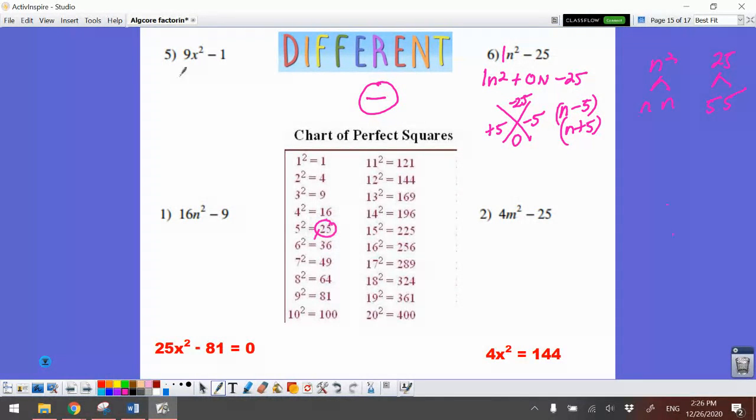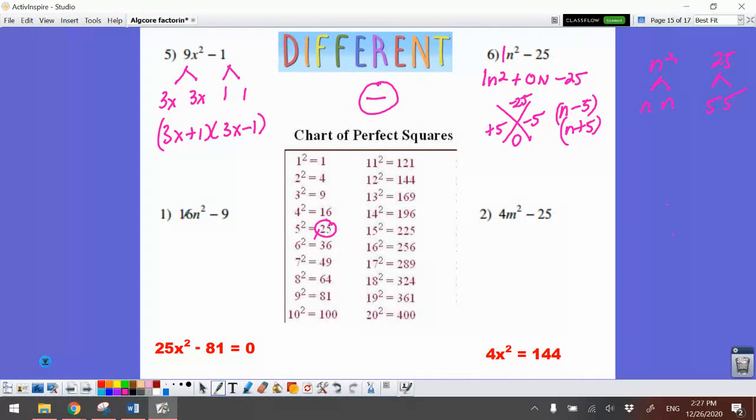So let's think about what is the base, or what is the root, of 9x squared? Well, 9's a perfect square, so it's going to factor into 3x and 3x, and then 1 is going to factor into 1 and 1. So this is 3x plus 1, 3x minus 1. It always factors into that, but they have to be perfect squares. So those numbers have to be on our list.